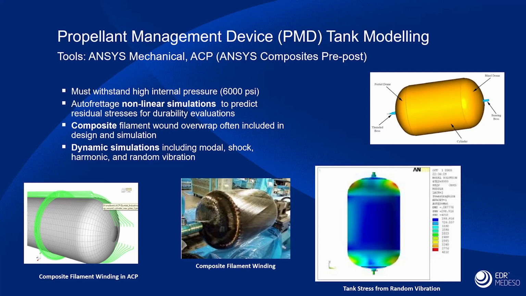But what I want to highlight here is this is a filament wound product. And so what we need to do is set up this analysis and have a look at how the fibers are distributed within that composite tank. And then ultimately, perhaps we might want to do a dynamic simulation of this, so to look at the modal, the shock, or the harmonics, and random vibration response.